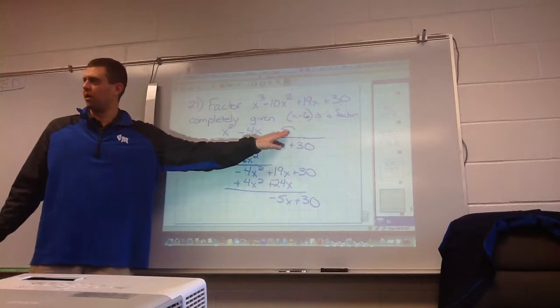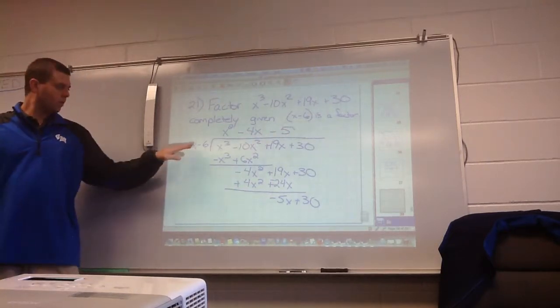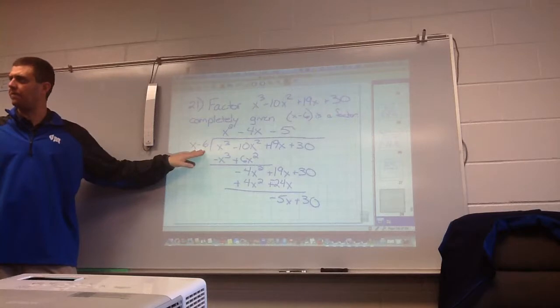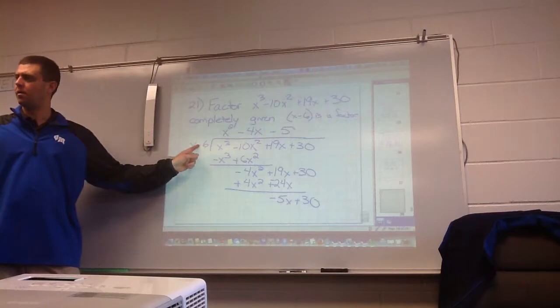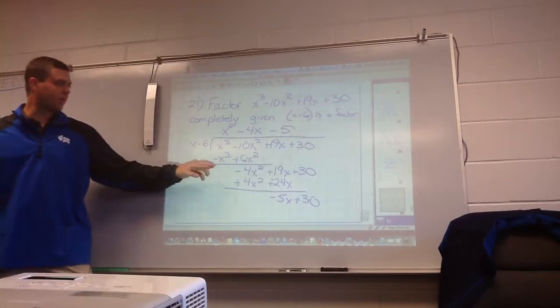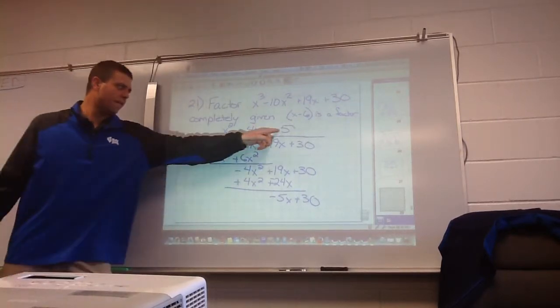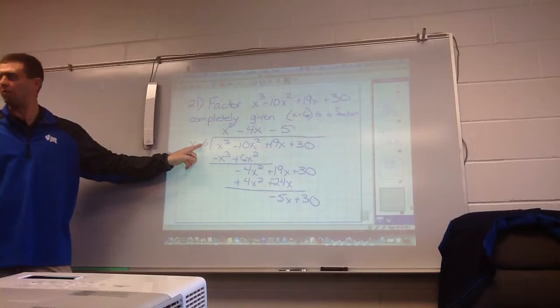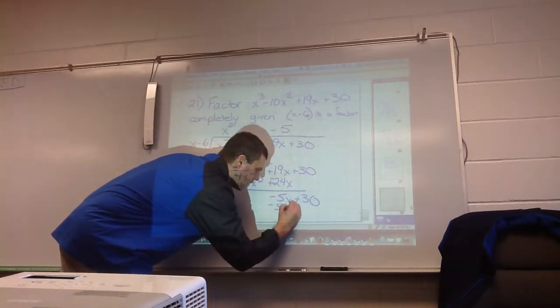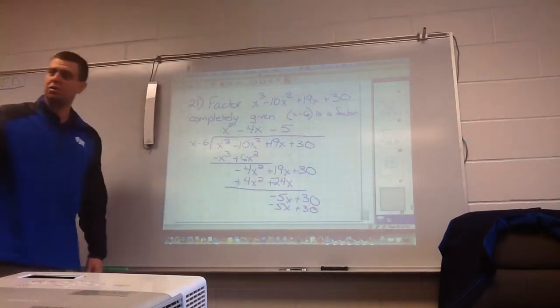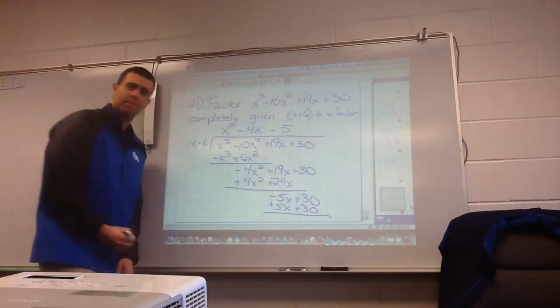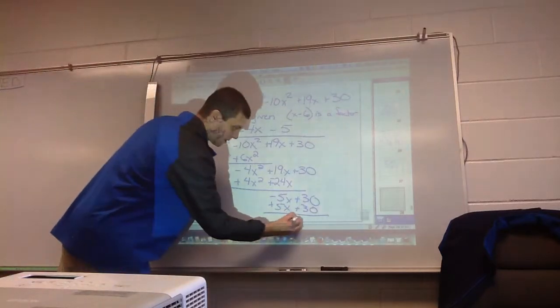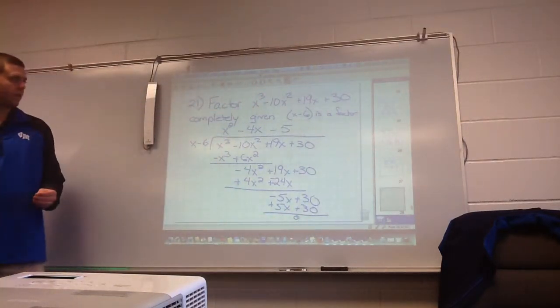Alright, what do I do with this negative 5 now? Multiply it by what's in front, right? What do you get when you multiply it by what's in front? Negative 5x plus 30, because negative 5 times x gives me negative 5x. Negative 5 times negative 6 would give me a positive 30. Okay? So negative 5x plus 30. What do I got to do with that amount? Subtract it, which means I just change the signs. And what better happen each time? You get 0. You get 0, because it's a factor, right?